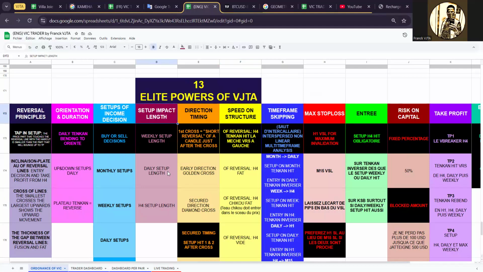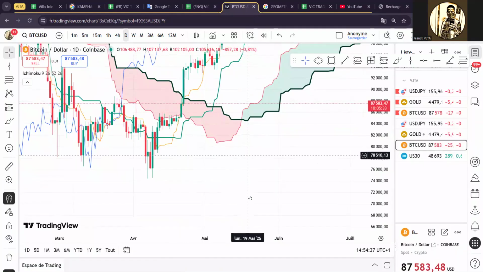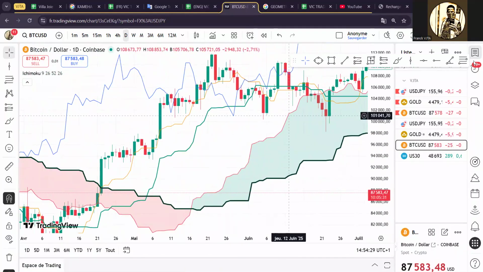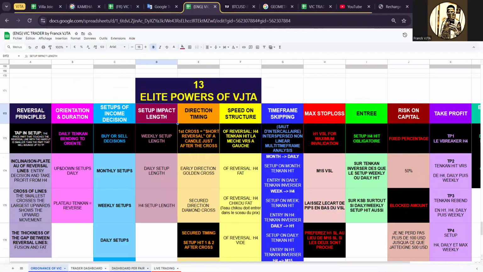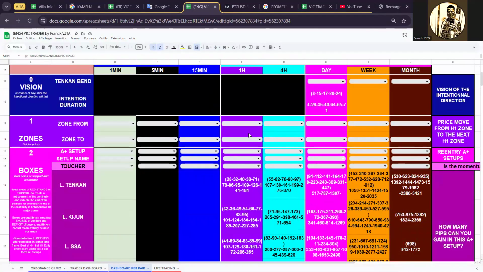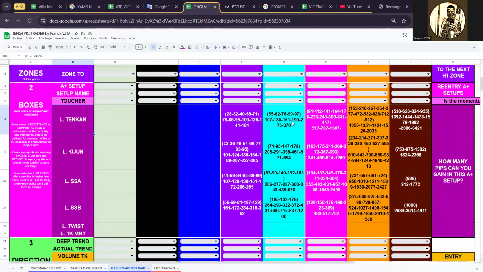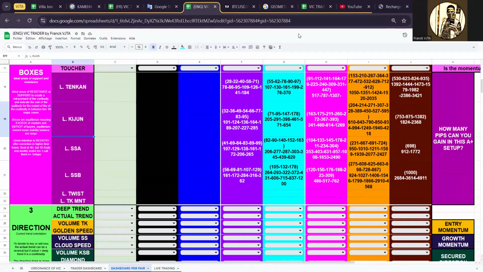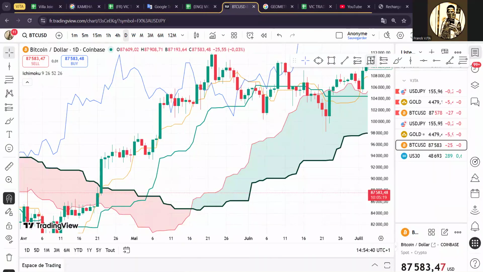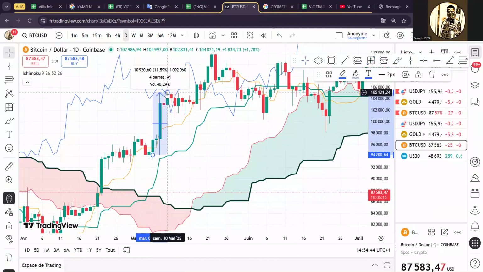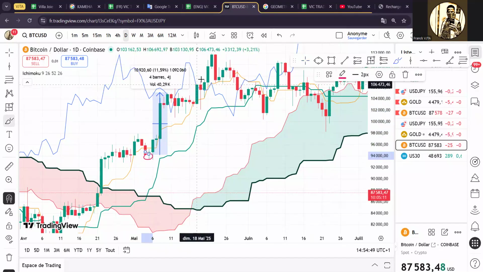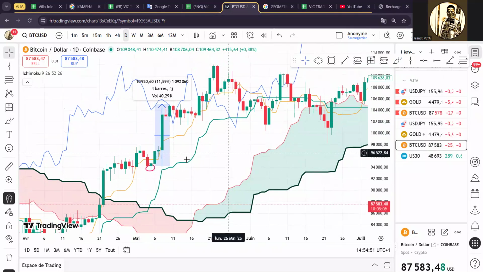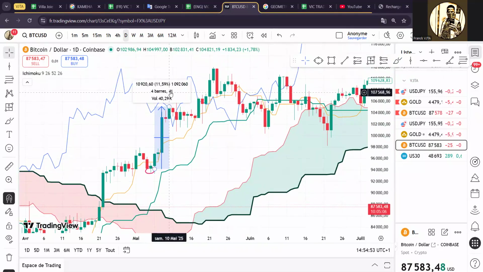So now the setup impact length you already know. You know that the setup impact length is what I showed you here on the dashboard. You see that at this level, I show you the length of Kijun, the length of Tenkan. It means that if you go on daily, for example, you will see that when the candle touches Tenkan, how many pips does it move to the upside? For this one, it moved by 1 million pips.